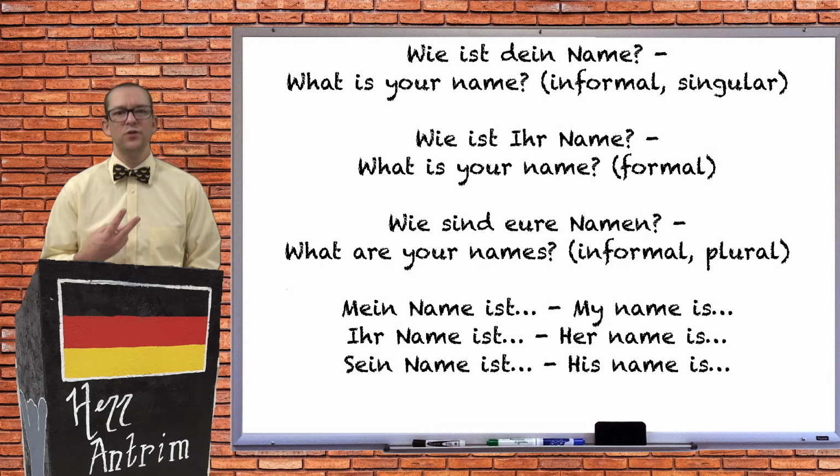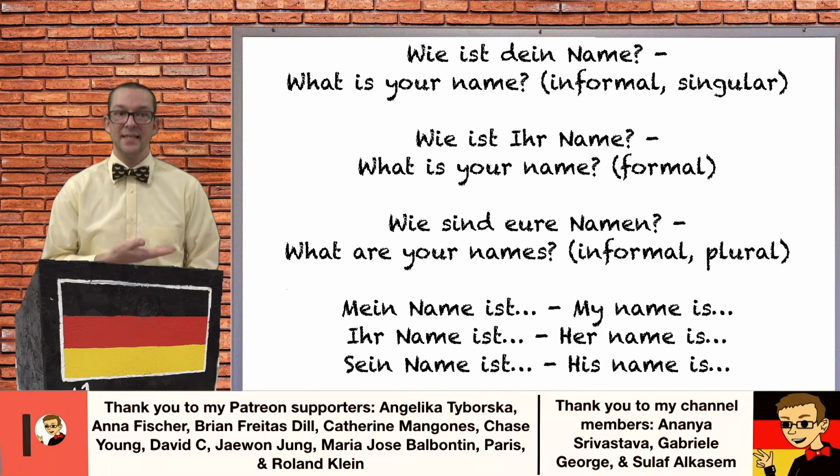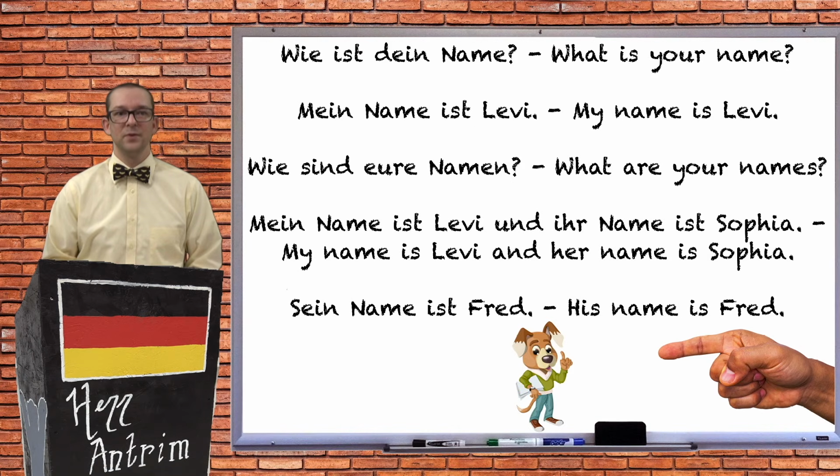The two versions that you need to know to answer this question are mein Name ist, my name is, and ihr Name ist, her name is, or sein Name ist, his name is. Mein Name ist, ihr Name ist, sein Name ist. For example, wie ist dein Name? Mein Name ist Levi. Wie sind eure Namen?